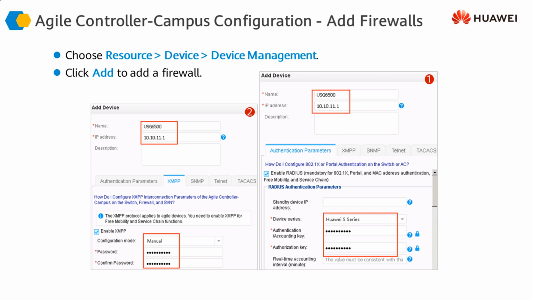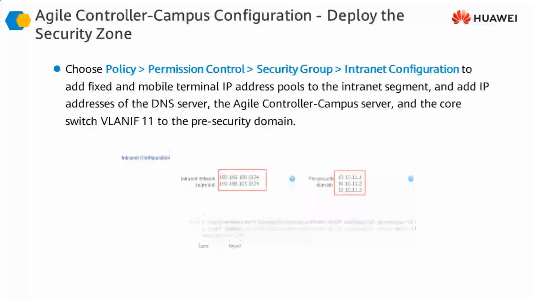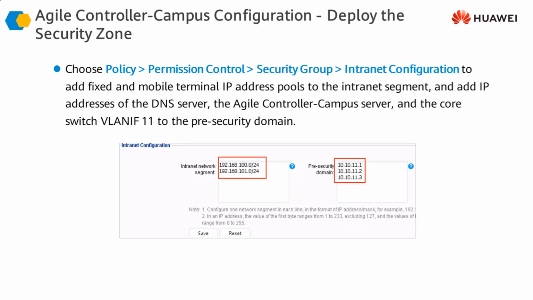Once we have done the basic configurations and we have connected the core switch and the firewall on the Agile controller, then we need to configure certain basic security related configurations. You would be able to better understand these configurations once you actually work in the lab. However, I'll give you just a brief overview of what these configurations are trying to achieve.